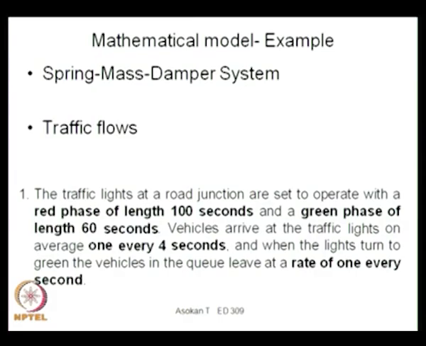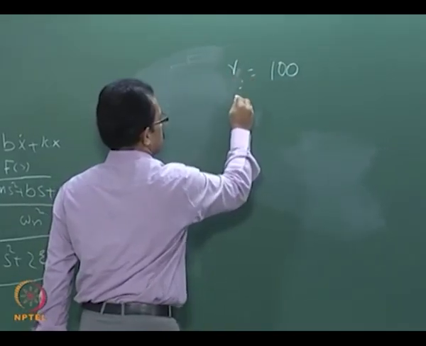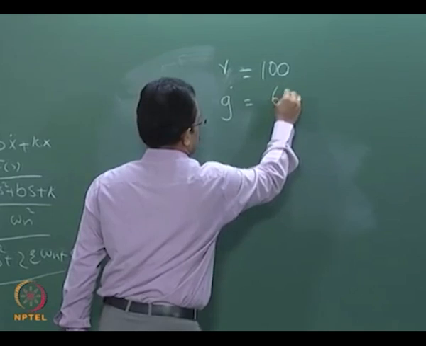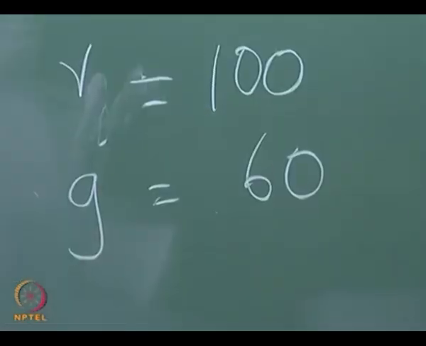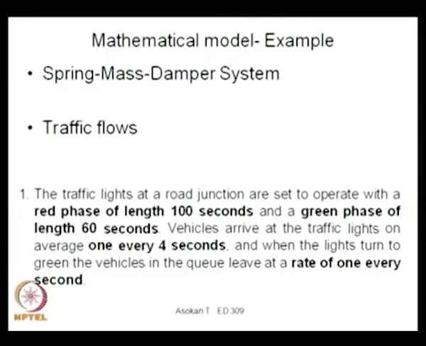The traffic lights at a road junction are said to operate with a red phase of length 100 seconds. So you have a red phase R of 100 seconds, and green as 60 seconds. So you have a traffic signal where there is a red signal for 100 seconds and a green phase of 60 seconds.